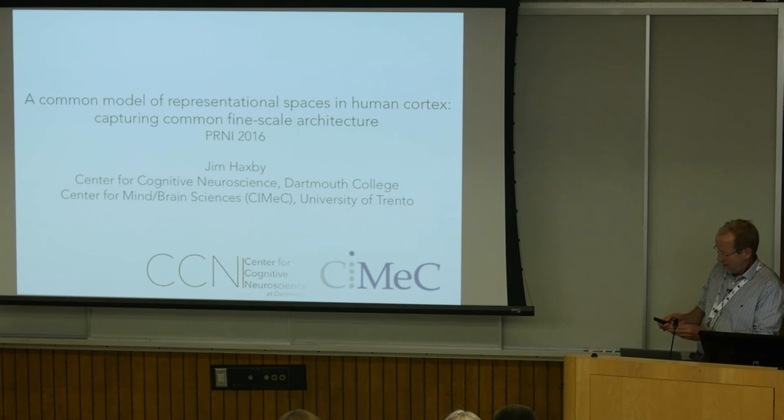So what I'm going to talk about today is a project in which we're working on computational methods to build a common model of how the brain represents information, how the human brain represents information in the human cortex. And specifically, the issue of how, we think we've shown that there's a fine scale structure in the functional organization of cortex. And how do you capture that fine scale structure in a common model?